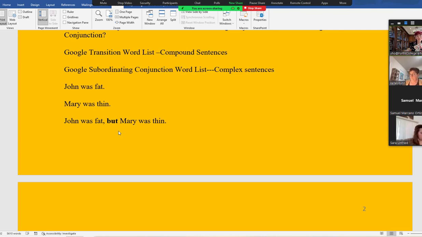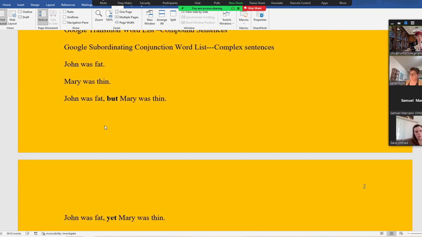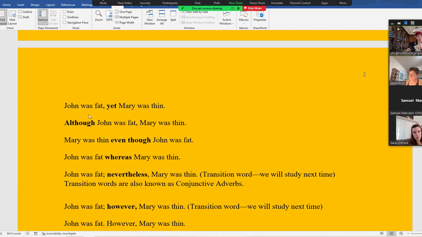So anything to do with compound means double. And so here, whenever you have a coordinating conjunction, you always need a comma before the coordinating conjunction. John was fat, yet Mary was thin. So this is also a coordinating conjunction. And you can remember that something is a coordinating conjunction by FANBOYS. So this is the Y in FANBOYS.